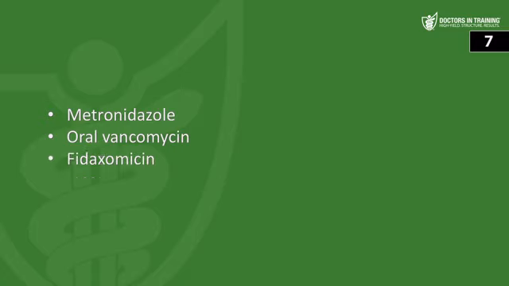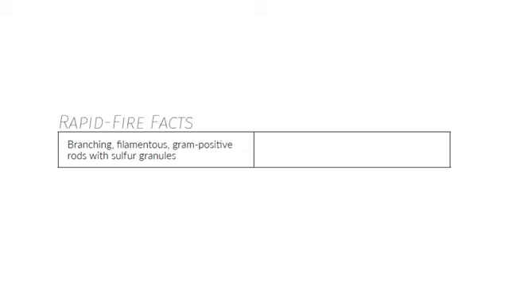We also have one rapid-fire fact. Branching filamentous gram-positive rods with so-called sulfur granules, that's Actinomyces israelii.